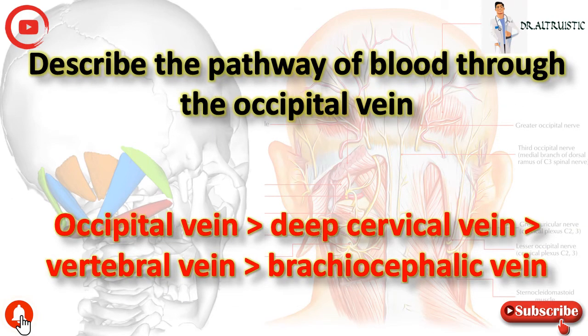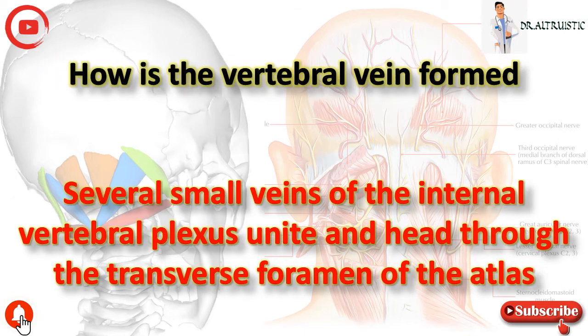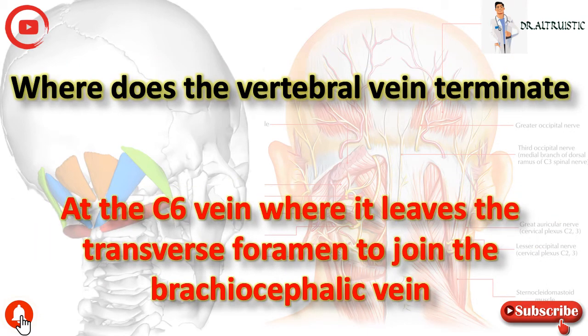Describe the pathway of blood through the occipital vein. Occipital vein to deep cervical vein to vertebral vein to brachiocephalic vein. How is the vertebral vein formed? Several small veins of the internal vertebral plexus unite and head through the transverse foramen of the atlas. Where does the vertebral vein terminate? At C6, where it leaves the transverse foramen to join the brachiocephalic vein.